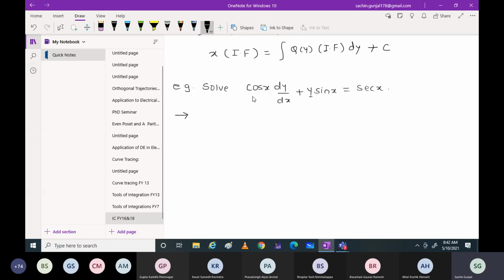Now you will check whether it is exact or not. So you will find that this is non-exact. Then you will go to integrating factor. So can this be solved by integrating factor method? Yes. Others, please respond. I have got one response. Can this be solved by integrating factor method? Yes. And which integrating factor will be applied?